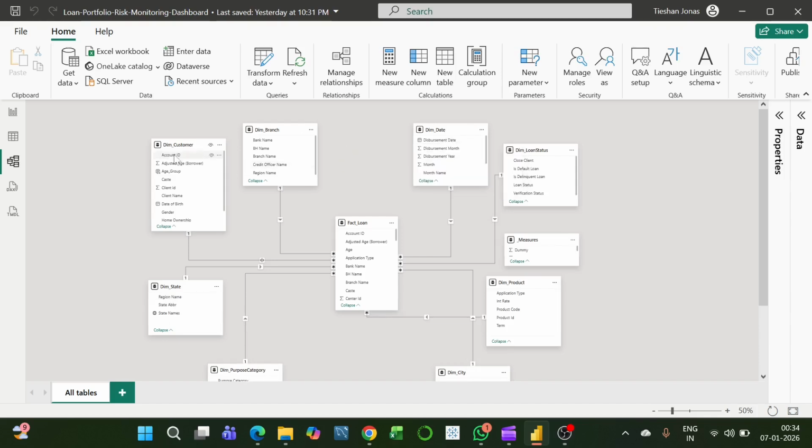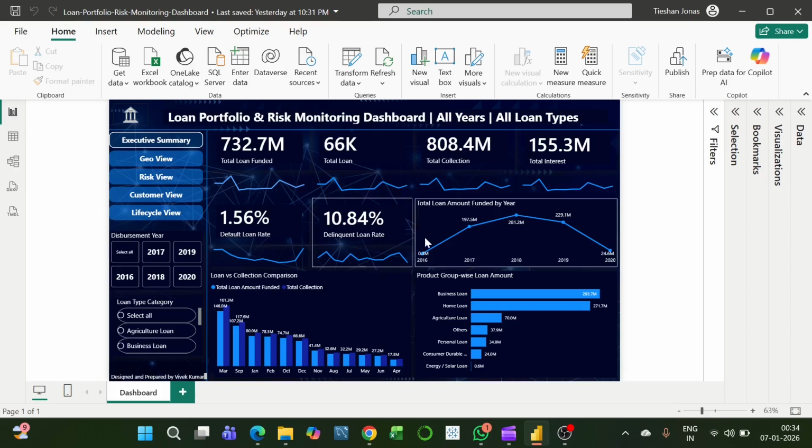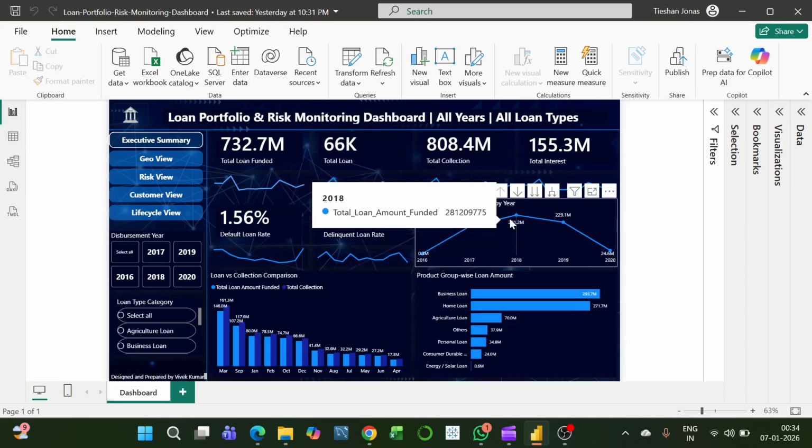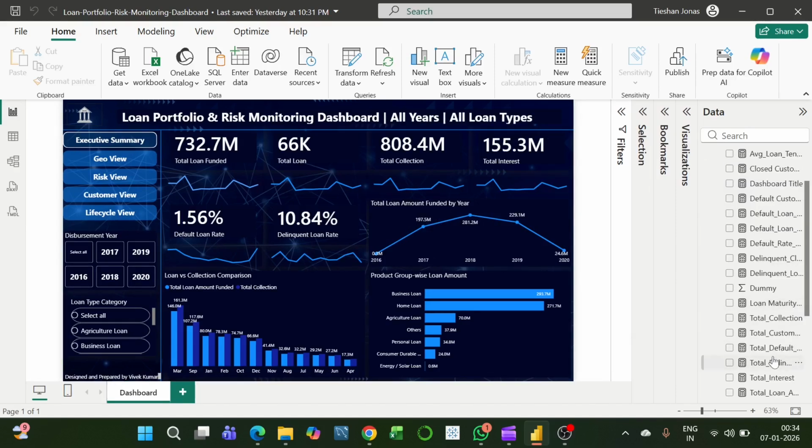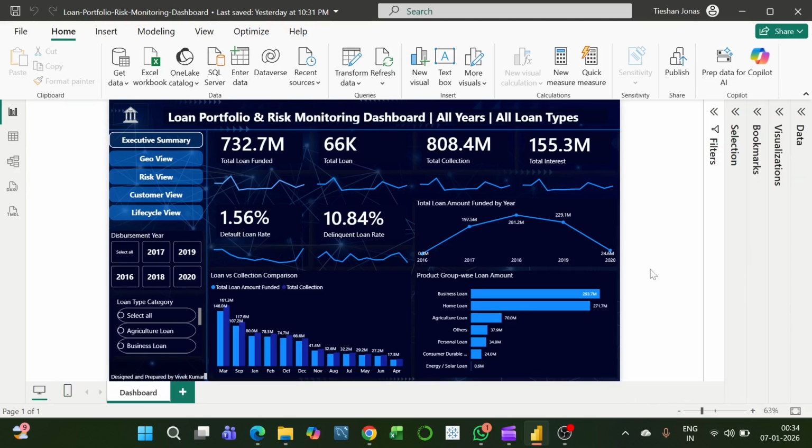All KPIs are created using a centralized measure table, ensuring consistency across views, better performance, and easy scalability for future enhancement. This approach closely mirrors how dashboards are built in a production environment.